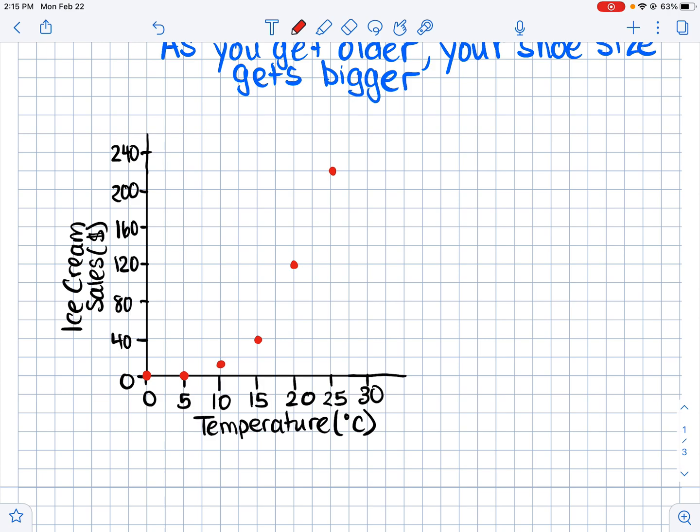So look at this graph. It's temperature and ice cream sales. When it's really cold out, you don't sell any ice cream. When it's 5 degrees, nobody sold any ice cream. When it's 10 degrees, a little bit of ice cream. And then they sold more and more ice cream. So you could actually draw a little curve to represent this relationship.